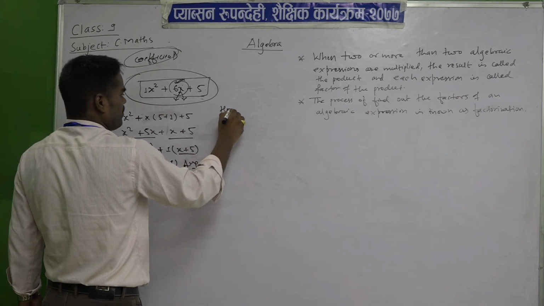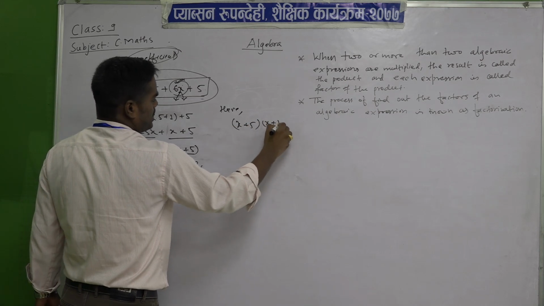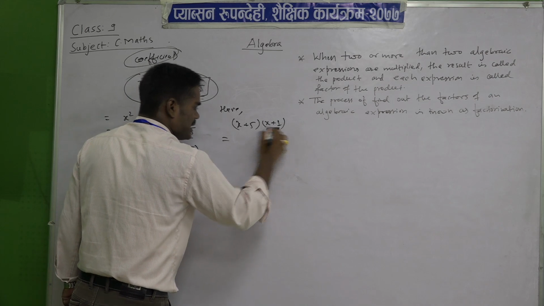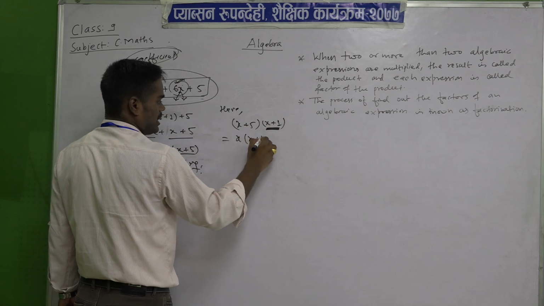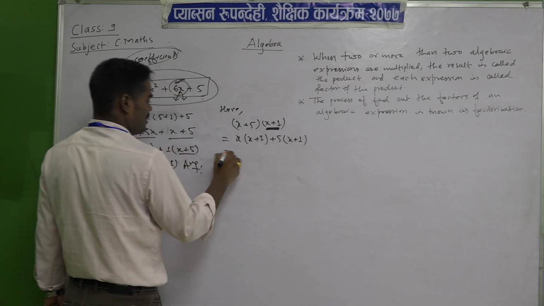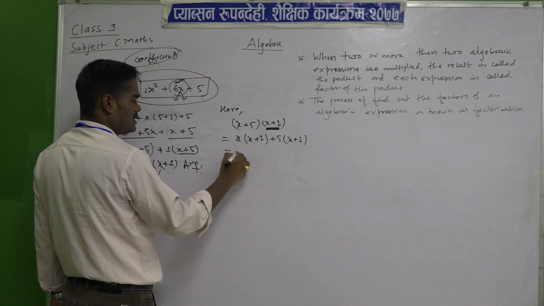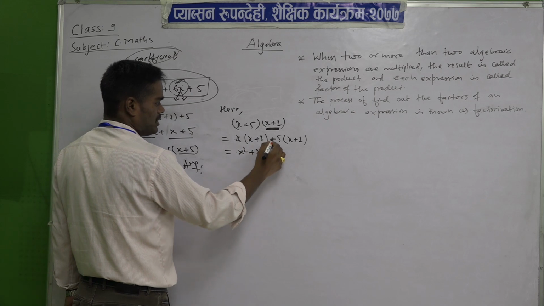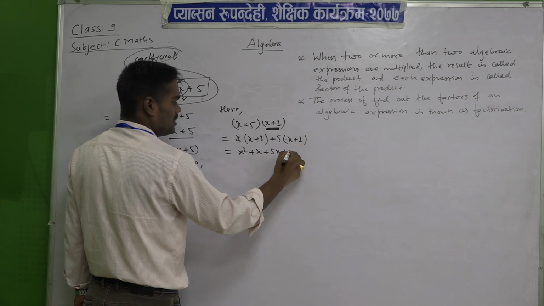Here, x plus 5, x plus 1. So leave it the same, and here x first, and then write all of this back, x plus 1. Then after, plus 5, x plus 1, multiply, plus into plus is plus. At first, x into x, x square, plus into plus, plus, x into 1, x, plus into plus, plus 5 into x, 5x, plus into plus, plus 5 into 1, 5.